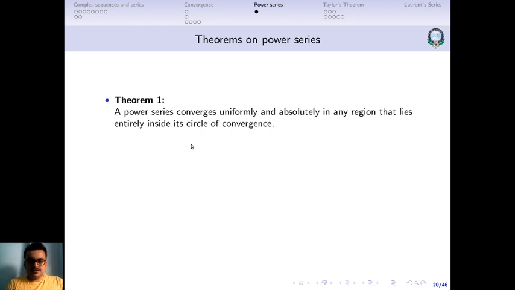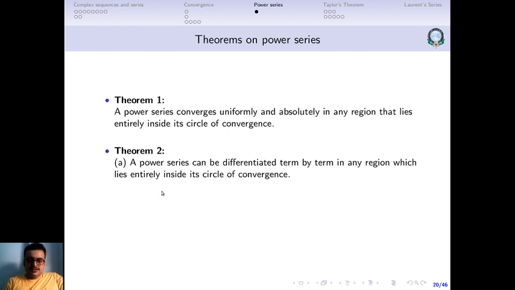Now some theorems on the power series. A power series converges uniformly and absolutely in any region that lies entirely inside its circle of convergence. So if I have a power series and I know what its circle of convergence is, then the power series is going to converge uniformly and absolutely within that region which lies inside its circle of convergence. I hope by now you're familiar with what this means. Basically, it is uniformly convergent and it is absolutely convergent. I've already discussed what uniform convergence and absolute convergence are. So if a power series has a circle of convergence, then in the region contained by the circle of convergence, the power series is guaranteed to be uniformly and absolutely convergent.